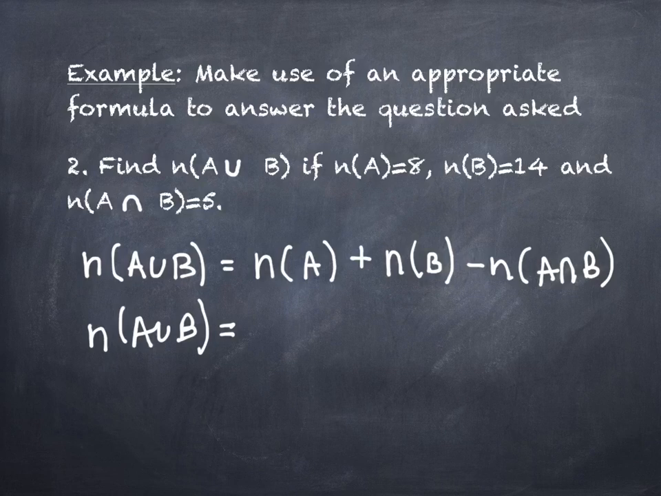So how many items are in A? How many items are in B? And how many items are in the intersection? And can we add 8 plus 14 minus 5? Sure. What do we get? 17. Do we agree? Excellent.